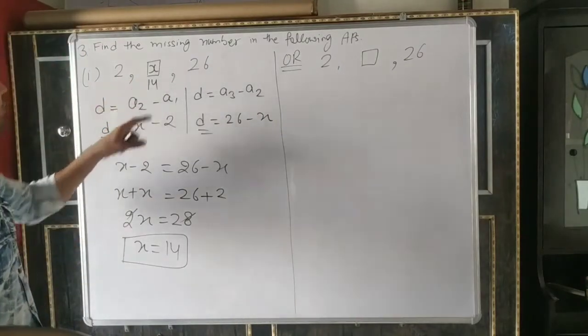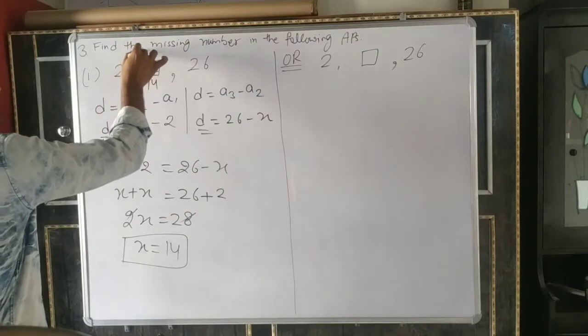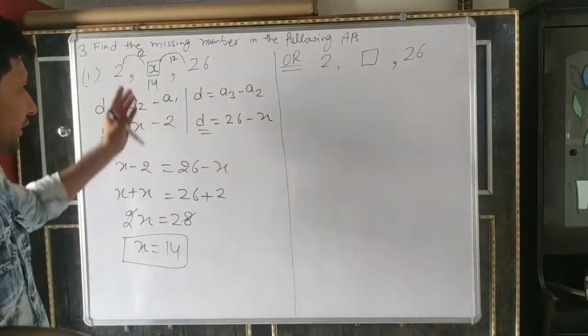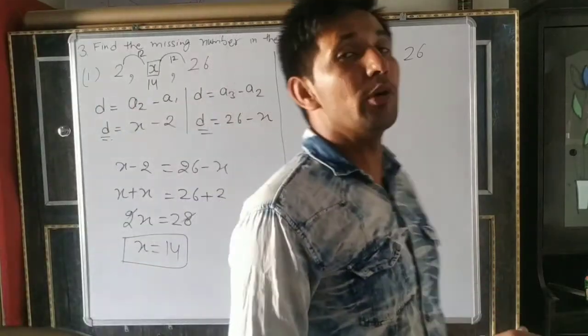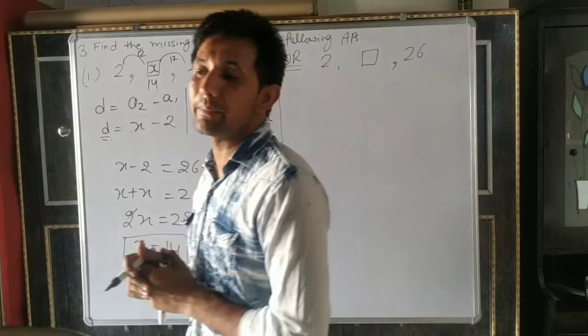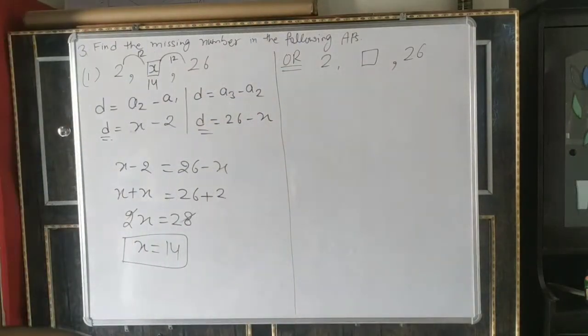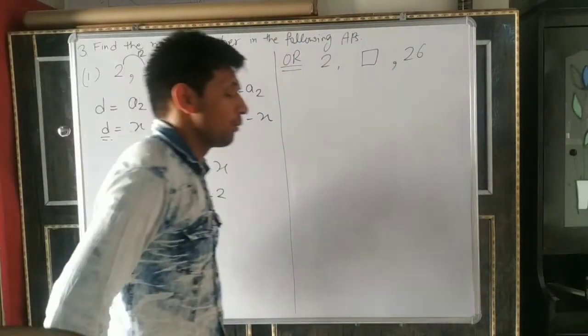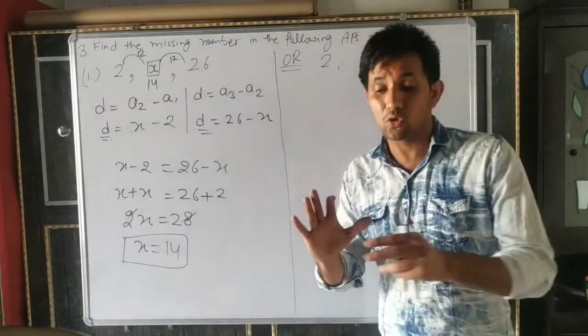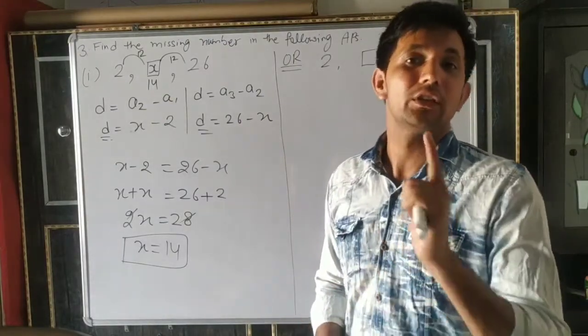You can verify it: how much number is added every time? It is 12 here, and also 12 here. Understand, dear? Always remember that d means common difference, which is always the same in APs. But we will do this question by one more method, and if you understand this method, you can solve all the similar questions the same way.